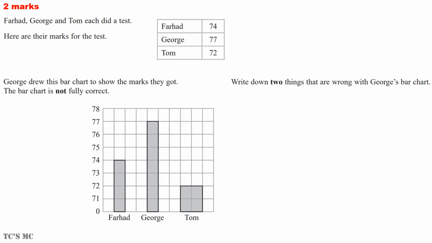Farhad, George and Tom each did a test. Here are their marks for the test. George drew this bar chart to show the marks they got. The bar chart is not fully correct. Write down 2 things that are wrong with George's bar chart. We can write 2 of the following.